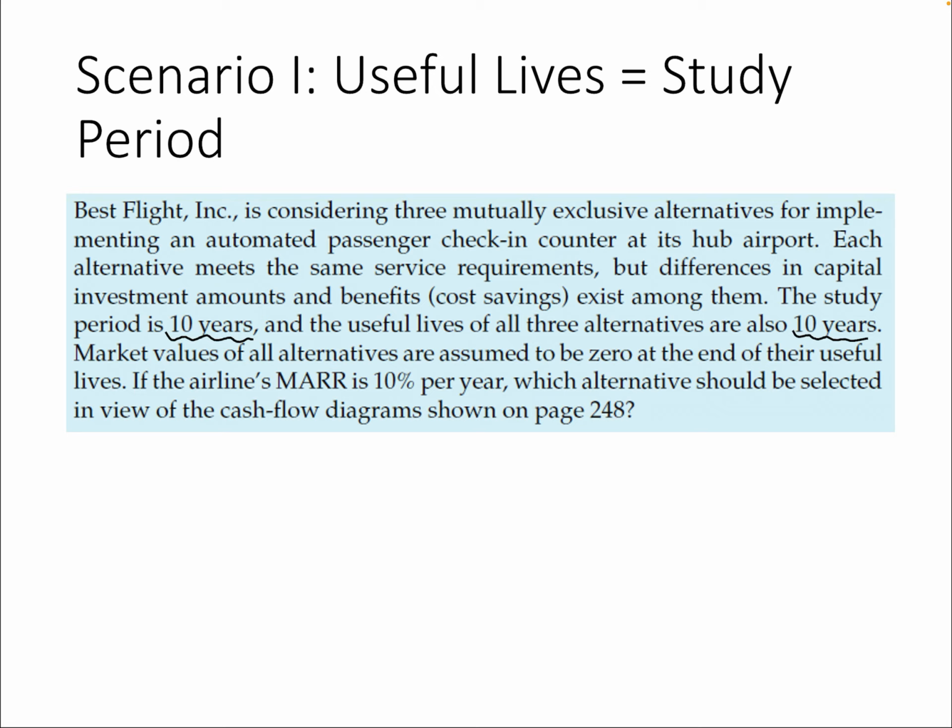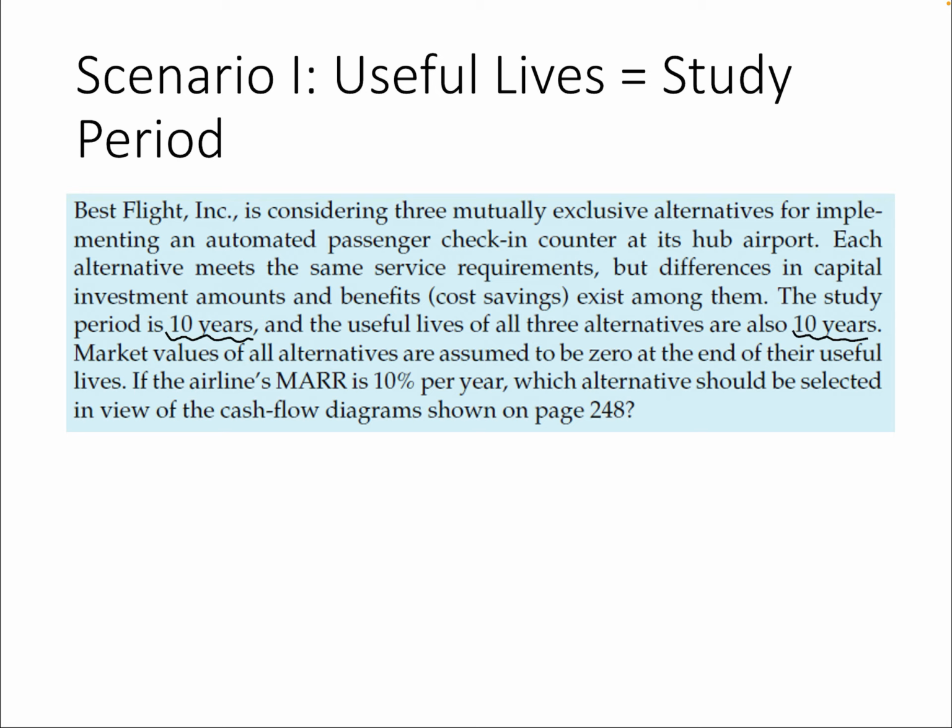It is considering 3 mutually exclusive alternatives for implementing an automated passenger check-in counter at its hub airport. Okay, so check-in counters might have different efficiency. Some counters may be working faster than others, right? And they also may cost different prices. So each alternative meets the same service requirements. They reach the same goal.